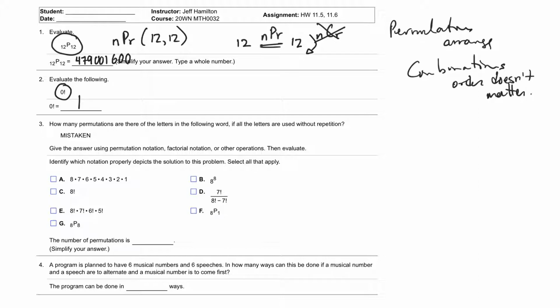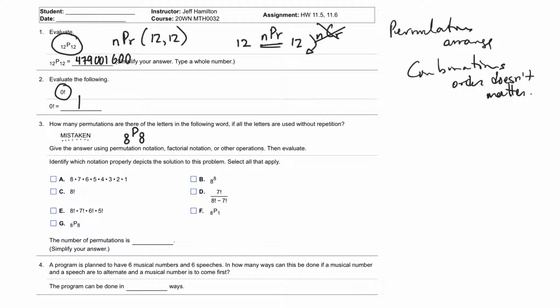It says, how many permutations are there of letters of the following word if all the letters are used without repetition? So no repeating. If all the letters are used, so how many letters are there? 1, 2, 3, 4, 5, 6, 7, 8. So there's 8 letters altogether. Are there any that are reused? It looks like there's no doubles. So if I'm looking to see how many ways of rearranging those, I would just say 8 things, and I'm rearranging them, and I'm using all 8.